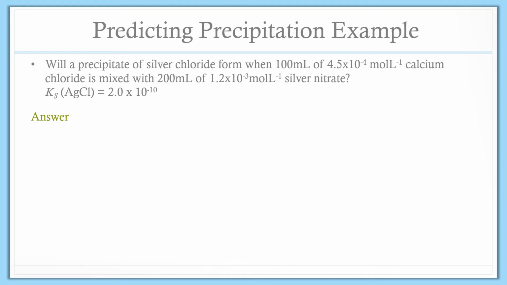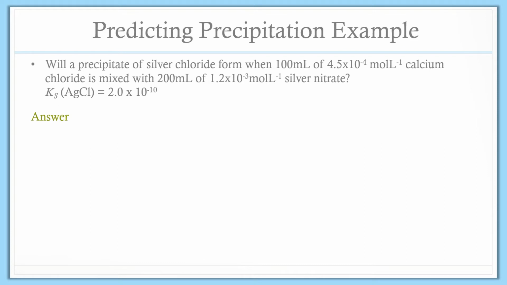The question we've got here is, will a precipitate of silver chloride form when 100 milliliters of 4.5 times 10 to the negative fourth mole per liter calcium chloride is mixed with 200 milliliters of 1.2 times 10 to the negative third mole per liter silver nitrate? And they tell us the K sub S of silver chloride.